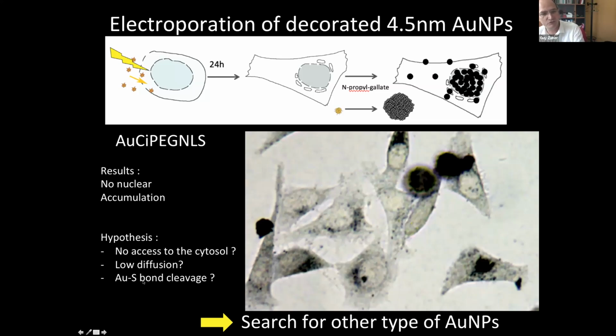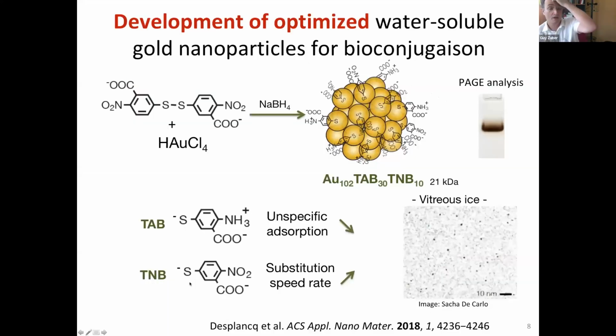To work with the gold-sulfur bond, we can also use other types of gold particles. So this is what we've done. We developed optimized water-soluble gold particles for bioconjugation. We made gold particles by coating them with ligands. And this is the kind of ligand that was very helpful in our case.